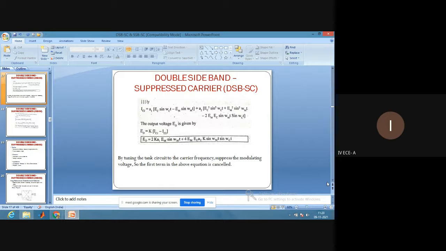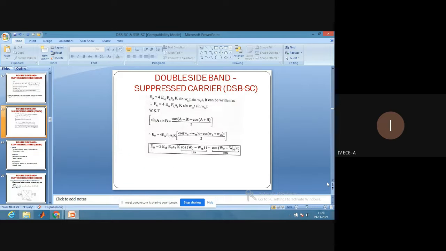So here, the tank circuit is tuned to the carrier frequency, so we can suppress the modulating voltage. So the first term in the above equation is cancelled, and finally we get only one term, that is E naught is equal to 4 into EM EC A to K sin omega M T into sin omega C T.